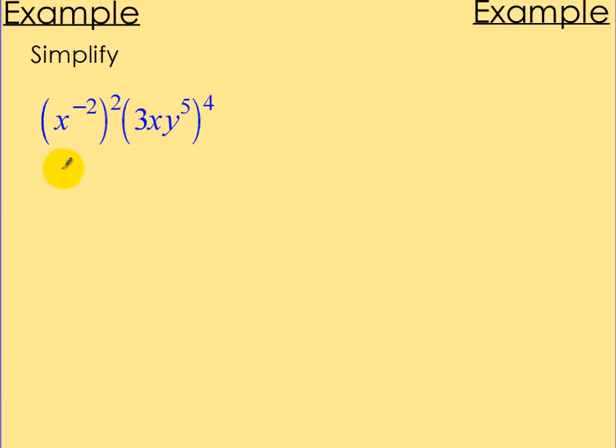Let's try another one. Pause the video. All right, these are powers of a power. So this first thing is 2 to this power. I'm going to multiply those together. That becomes x to the negative fourth power. This is power of a product here. So this 4 is distributed to the y, the x, and the 3. So this is going to be times 3 to the fourth power times x to the fourth power. Since it's y to the fifth, that's y to the fifth times 4, so y to the 20th power.